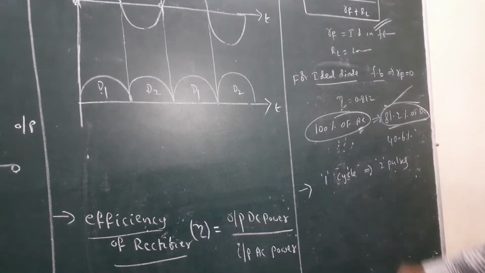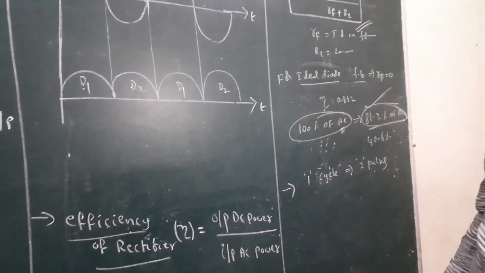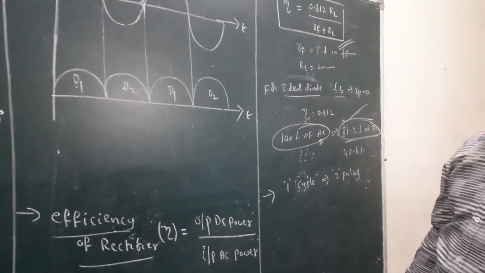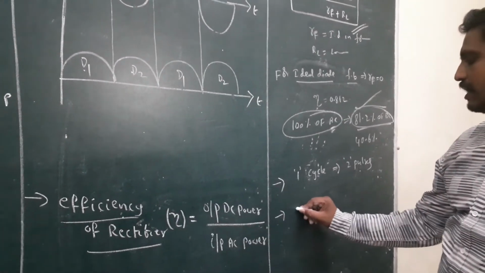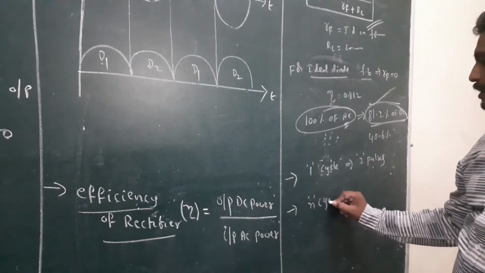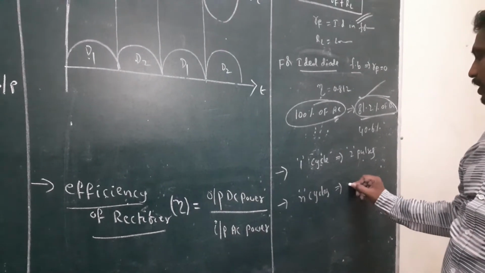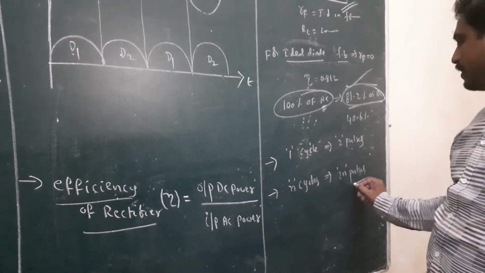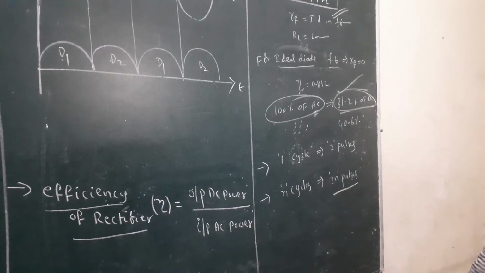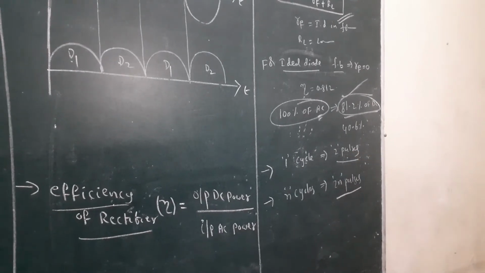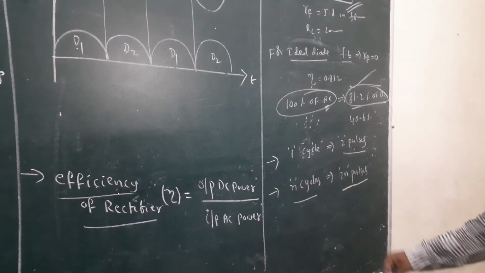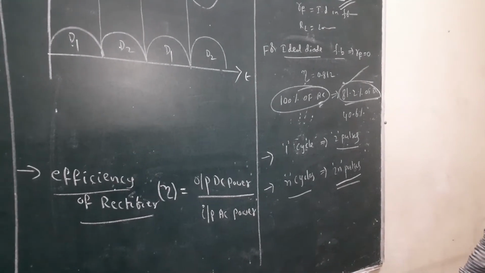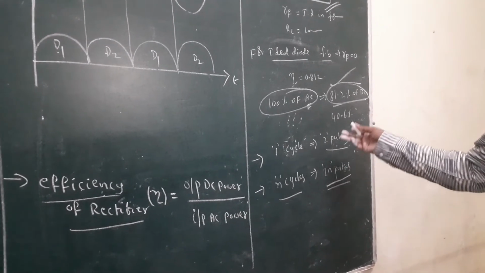Two cycles give four pulses. Three cycles give six pulses. Four cycles give eight pulses. But n cycles of input give 2n pulses of output. One cycle, how many pulses, nana? Two pulses. N cycles, how many pulses, nana? 2n pulses. Okay?